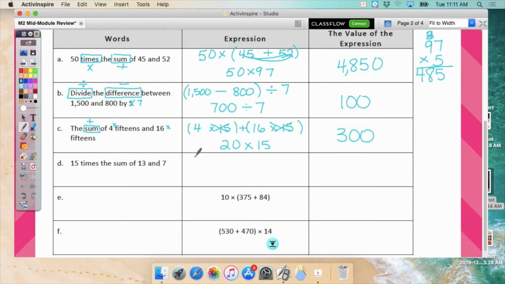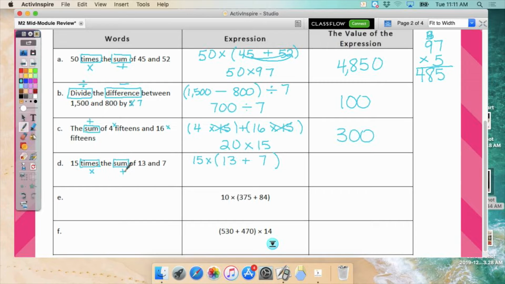So I've got 15 times, and what am I adding together? 13 and 7. I did forget something. This whole putting a box around it, right? So I'm going to multiply once, and I'm going to add once.